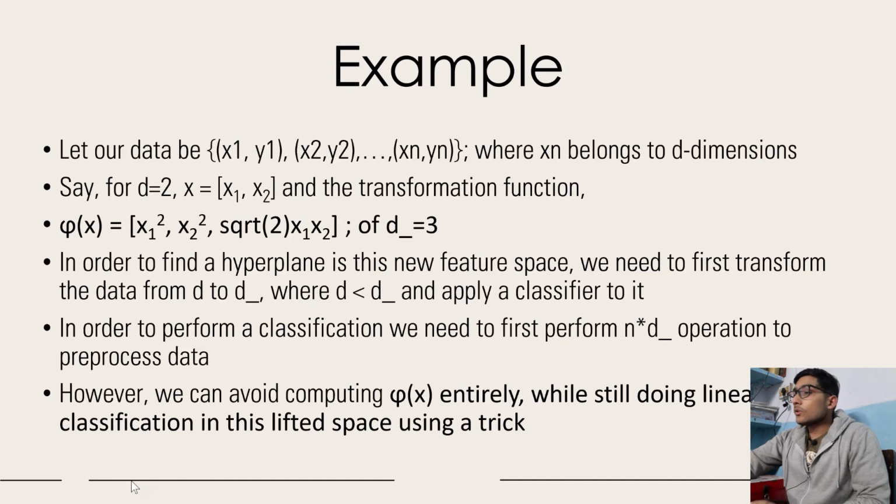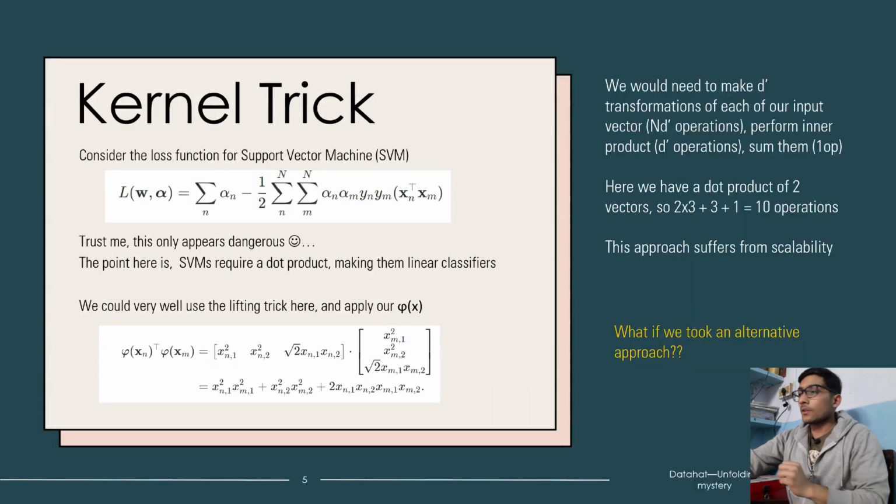Now what if we could avoid computing phi x entirely while still doing linear classification in this lifted space using a trick? Now why we will call this a trick? Because it is rather a hack. Okay, it is a hack. It is not a complete method in itself. Okay, now coming to the kernel trick.